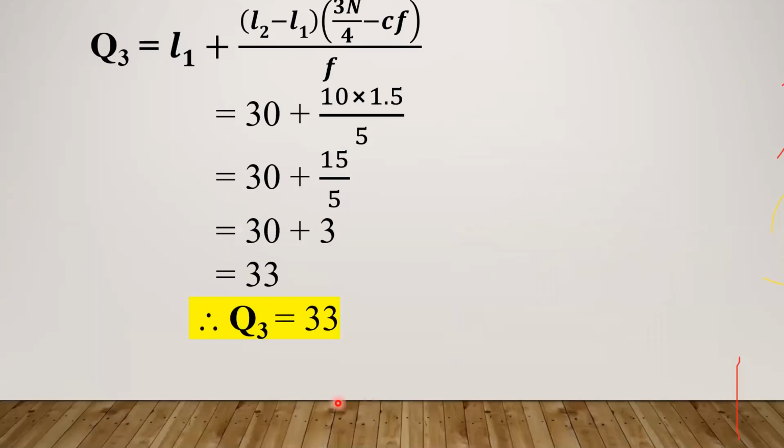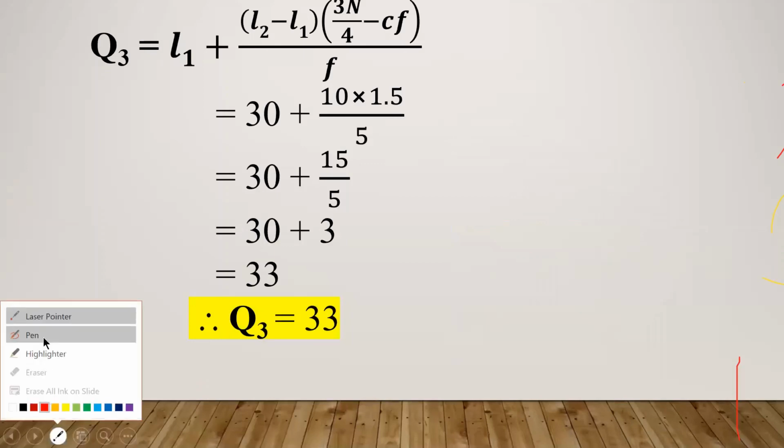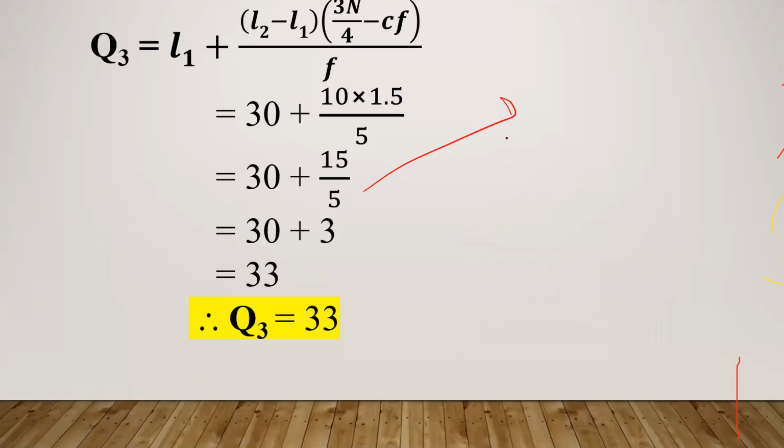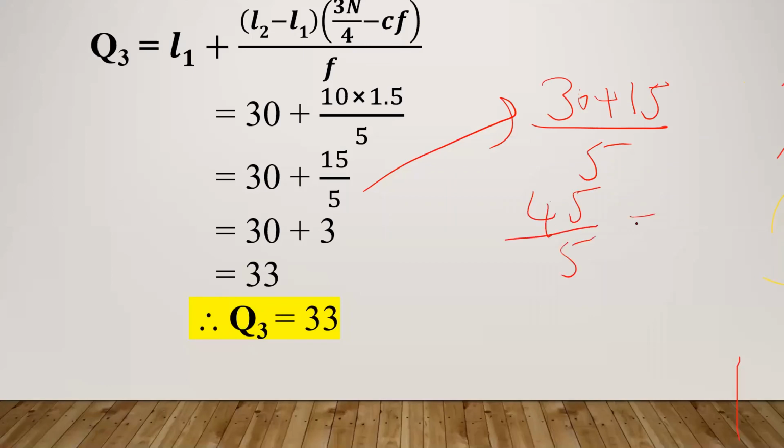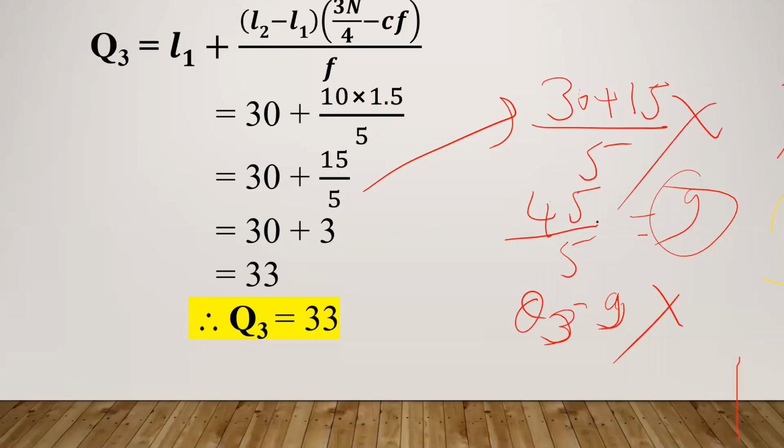Okay, once again, the common mistake which students are making, if you write like this, 30 plus 15 upon 5, you will get 30 plus 15, matlab 45 upon 5. That will give you 9. 9 answer आ जाएगा. ये देखो. अगर आपने ये डिवीजन को यहाँ तक ले लिया तो 30 + 15/5 मीन्स 45/5 will give you 9. तो आपको Q3 का वैल्यू 9 आ जाएगा, which is wrong. Okay, this is the correct answer.